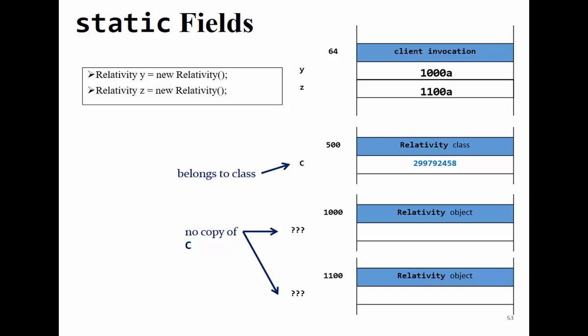And look here, no copy for C inside them. The C is only one copy in the memory. So y and z, they both share the same copy of a static field, okay, or a class variable if you want to call it.